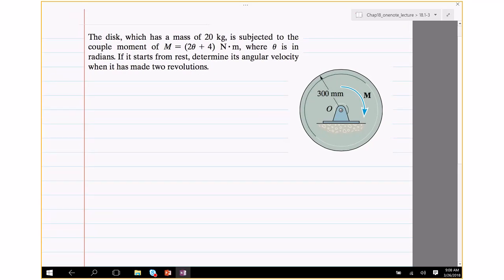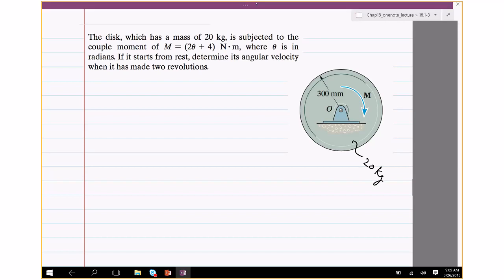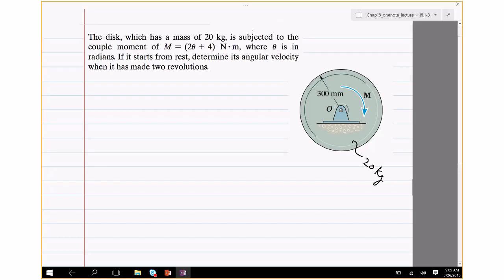Okay, the disc, which has a mass of 20 kilograms, is subjected to a couple moment of M equals 2 theta plus 4 Newton meters, where theta is in radians. If it starts from rest, so zero speed, determine its angular velocity when it has made 2 revolutions. So we are asked to find angular speed when the disk has made 2 revolutions.